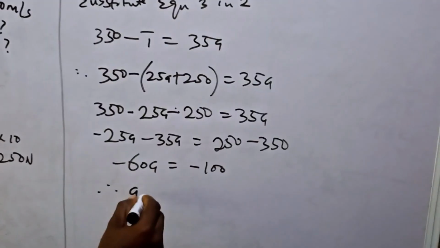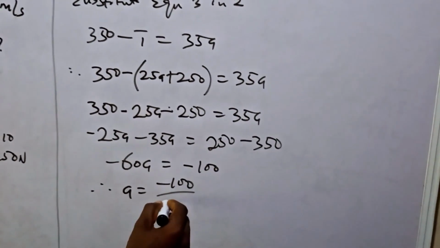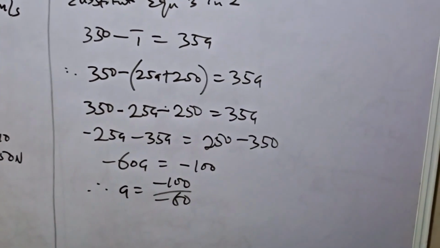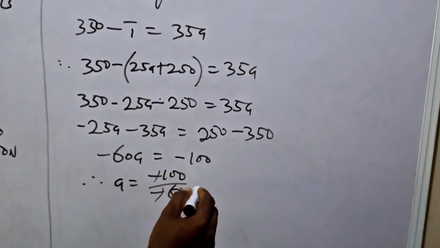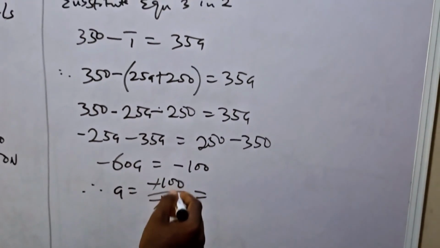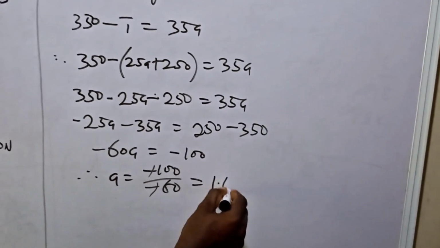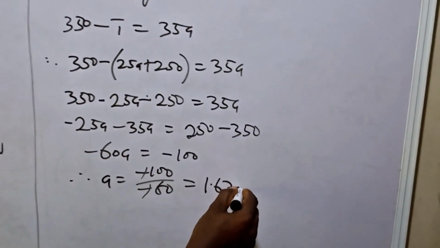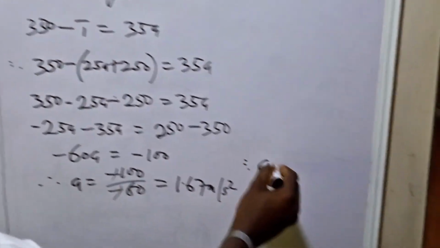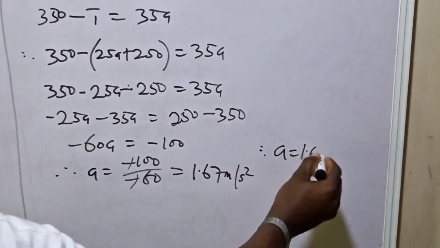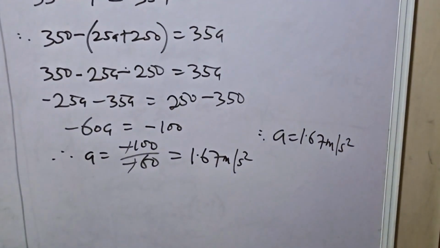Therefore, the acceleration here will be minus 100 over minus 60. The minus cancels minus, and the acceleration will be 100 divided by 60, which is 1.67 meters per second squared. Therefore, acceleration equals 1.67 meters per second squared.